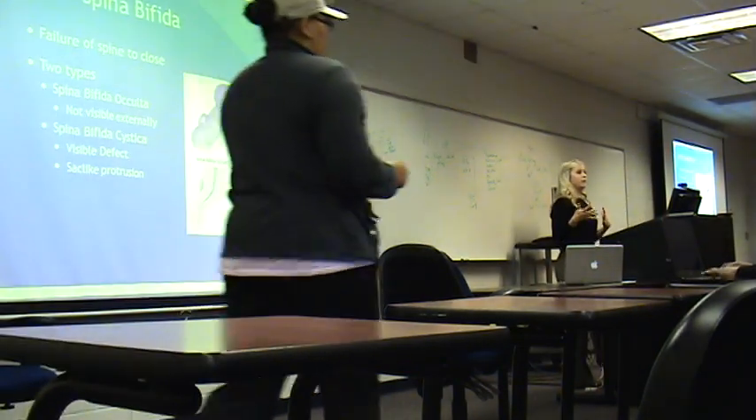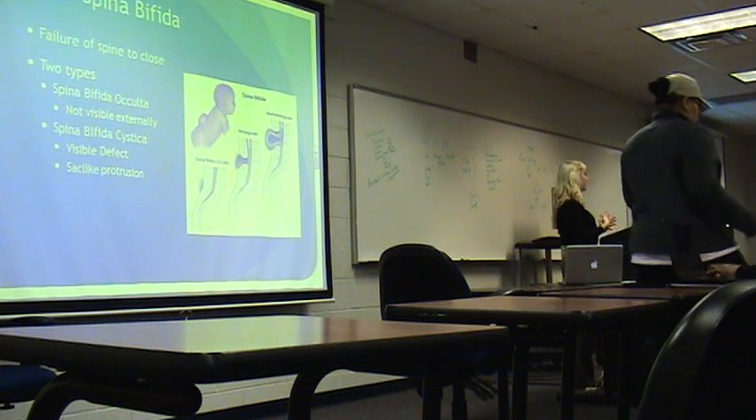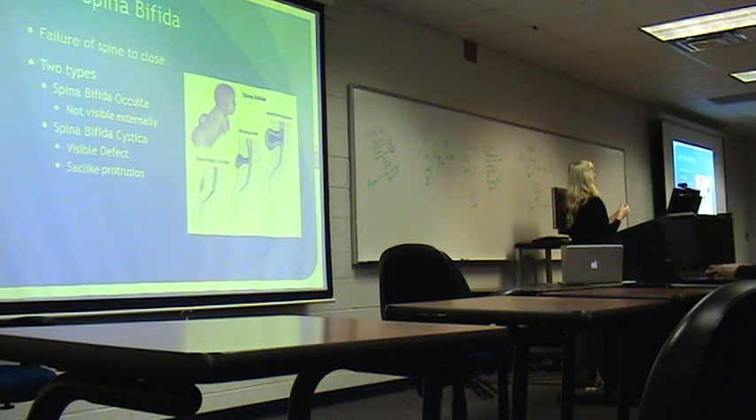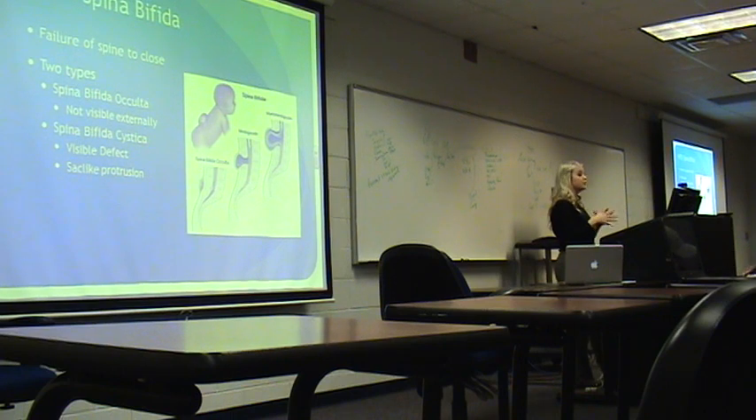So now spina bifida. There are two types of spina bifida, and this is what we talk about when we're talking about neural tube closure on the back. There's spina bifida occulta, which is where they have a neural tube defect, but it's not visible on the external part of the baby's body. Or there is spina bifida cystica, which is where there actually is a visible defect, and this is what a lot of times we end up seeing in the hospital.